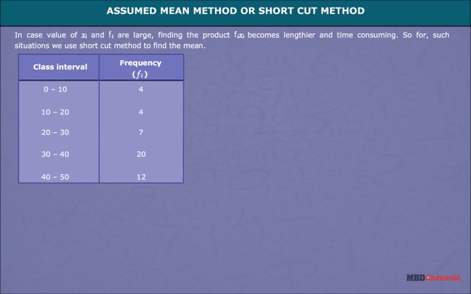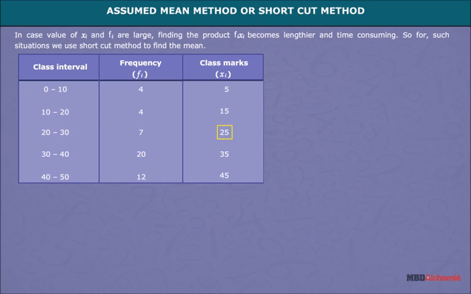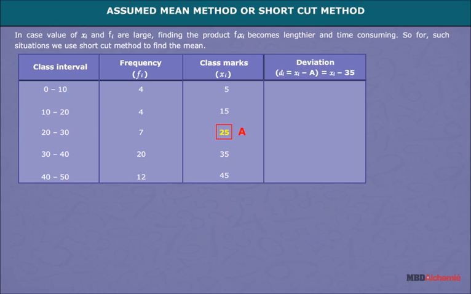In the first step, we make a column of class mark and denote it by xi. Now, choose a suitable value of xi in the middle of the xi column as the assumed mean and denote it by a. As shown here, 25 is the assumed mean. In case there are two middle values of xi, any one can be taken as a. In the second step, make a column of deviation di by subtracting the assumed mean from each xi.